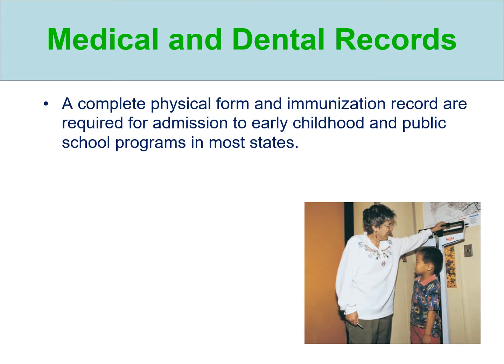Medical and dental records, a complete physical form, and immunization records are required for admission to early childhood and public school programs in most states, and now in California. We can no longer opt out on immunizations just because of personal preference. The only way we can opt out is for a medical reason.